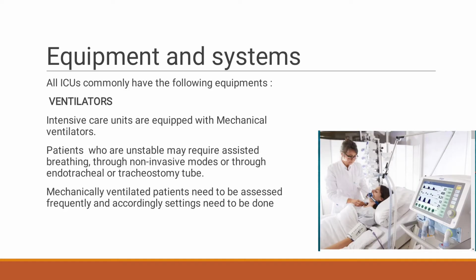Equipment and systems. All ICUs commonly have the following equipment. Ventilators. The intensive care unit is equipped with mechanical ventilators for patients who are unstable and may require assisted breathing. Mechanical ventilators have non-invasive and invasive modes for ventilating a patient. Invasive modes include endotracheal and tracheostomy tube, through which adequate ventilation can be maintained. Mechanically ventilated patients need to be assessed frequently, and settings need to be adjusted accordingly.